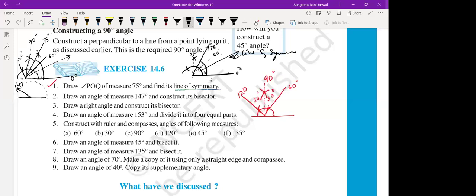Yes, ma'am. Then you will bisect this 147-degree angle. Okay. How will you bisect? You will make an arc here. Keep your compass, measure this distance, from this point to this point. Open the compass a little more. Make an arc here. Make another arc. Join it. You will get this bisector. Okay. And that will give you your bisector for 147 degrees.